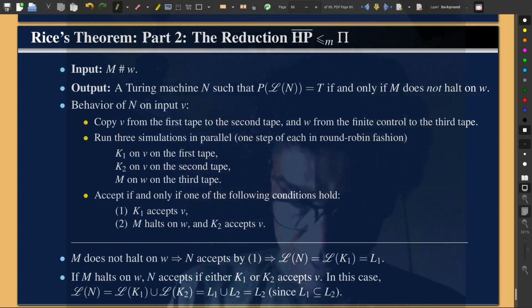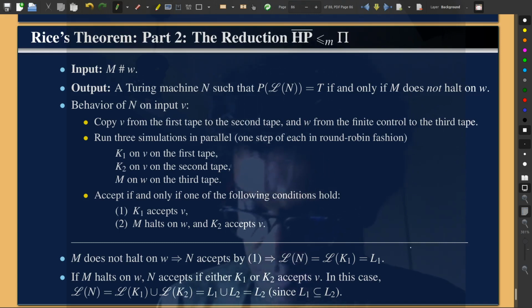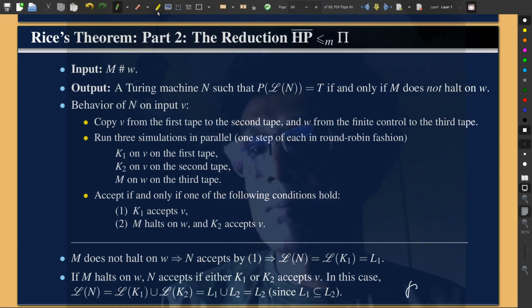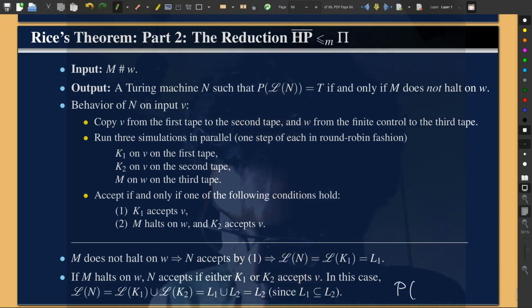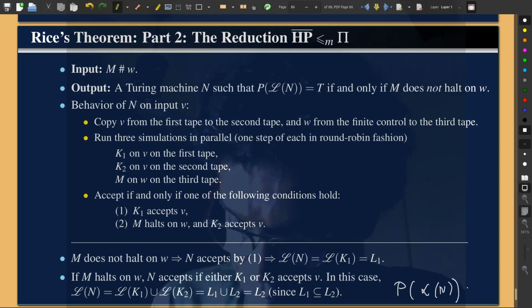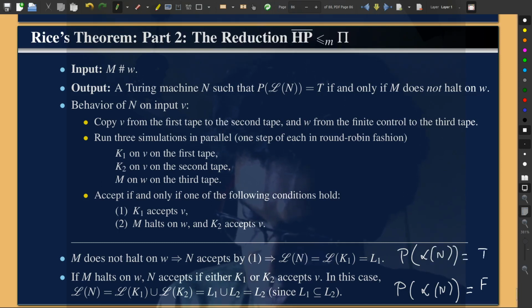Okay. So if M halts on W, N accepts if either K1 or K2 accepts V, and in this case, the language accepted by N is nothing but the language accepted by K1 in this simulation or the language accepted by K2 in this simulation. So it is this union this, which is L1 union L2, but L1 is a subset of L2, so this union is nothing but L2. So in this case, P of the language of N is false. And again, in the previous case, P of the language of N, which is L1, is true.